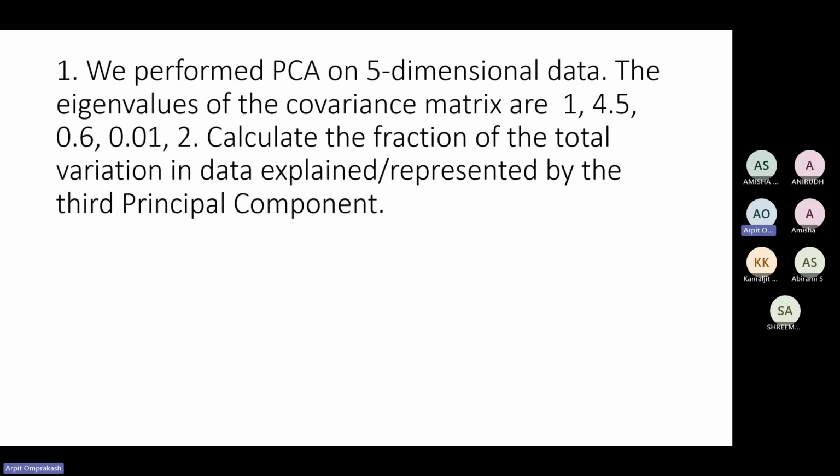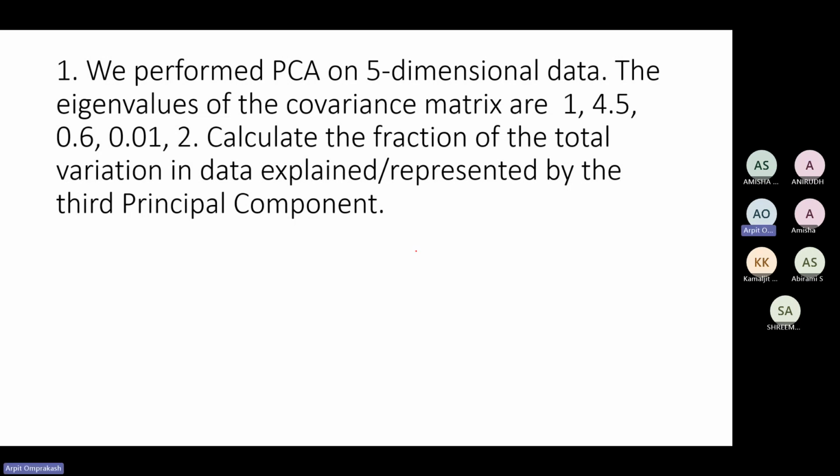The first question is, we performed PCA on 5-dimensional data. The eigenvalues of the covariance matrix are given as 1, 4.5, 0.6, 0.01, and 2. Calculate the fraction of the total variation in data explained or represented by the third principal component.